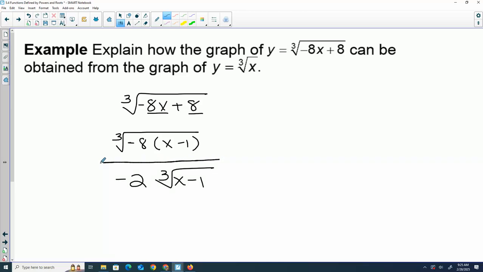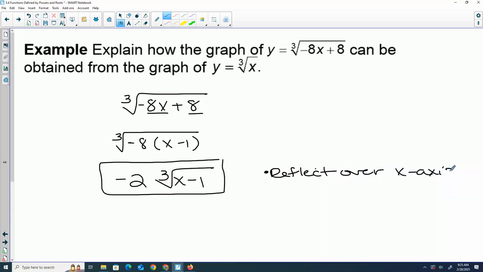So I just took that expression and I simplified it. What does a negative do? What does the 2 do? And what does the minus 1 do?